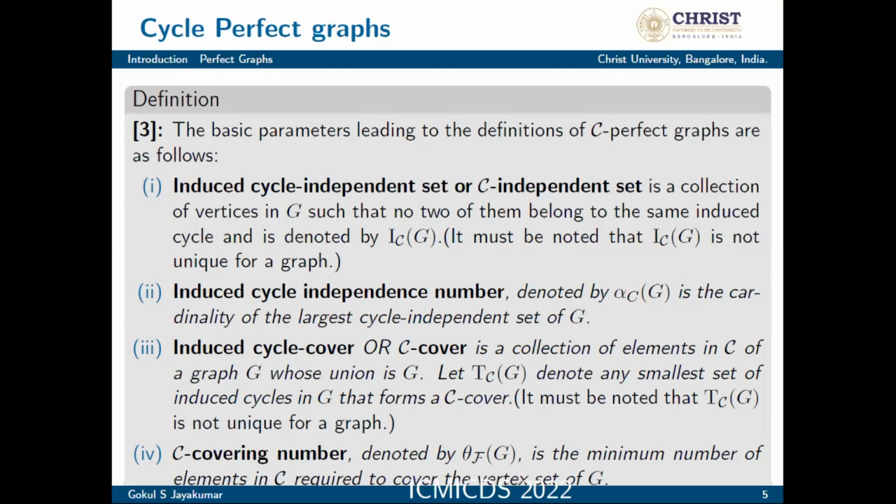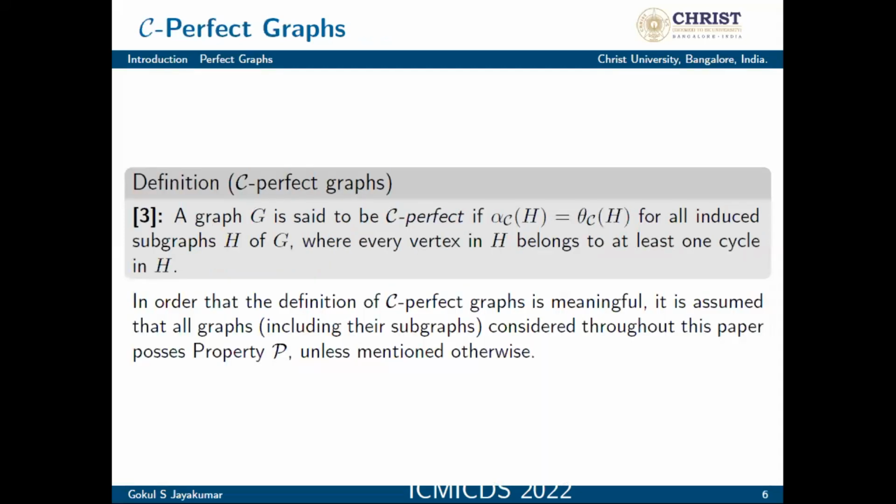With these parameters in hand, we can define C perfect graphs. A graph G is said to be C perfect if alpha C of H equals theta C of H for all induced subgraphs H of G, where every vertex in H belongs to at least one cycle in H. Since we are considering cycles as the basic graphs, we are restricted to graphs where every vertex belongs to at least one cycle, and that's property P.